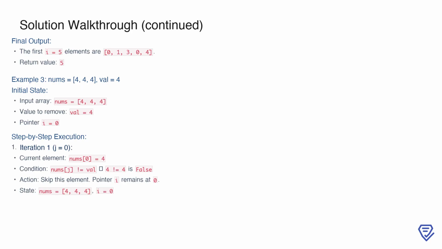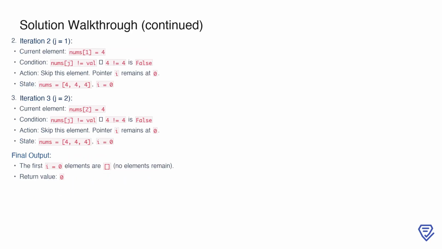Now, let's consider a third example where the input array is 4, 4, 4, and the value to remove is 4. Initially, the pointer I is set to 0. In the first iteration, the current element is nums[0], which is 4. Since 4 equals the value to remove, we skip this element, leaving I unchanged. The array remains 4, 4, 4. In the second iteration, the current element is nums[1], which is again 4. As before, since 4 equals the value to remove, we skip this element, leaving I unchanged at 0.